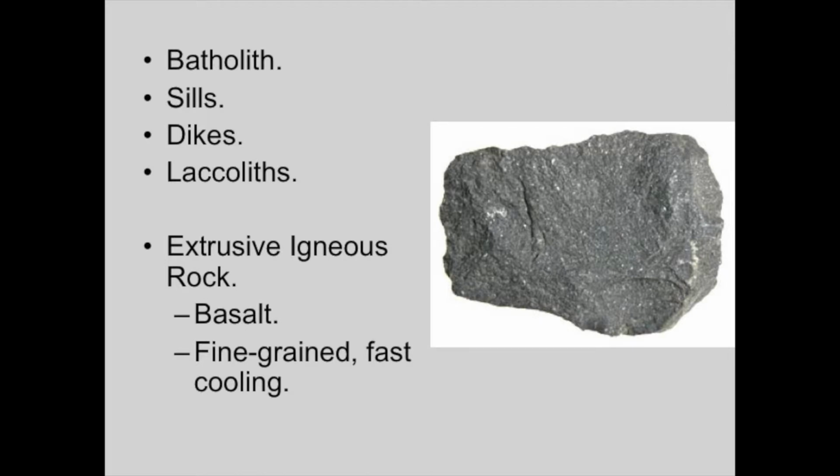Now, another major category of igneous rock types are extrusive in nature, meaning that as these igneous rock layers form, we have volcanic action. Volcanic eruptions and the flows associated with them will produce extrusive igneous rock. A common type of extrusive igneous rock is basalt.